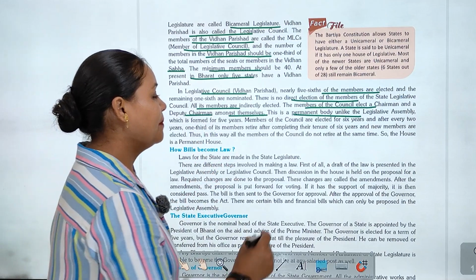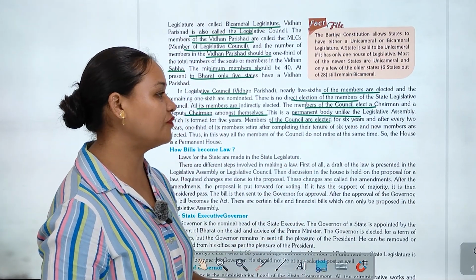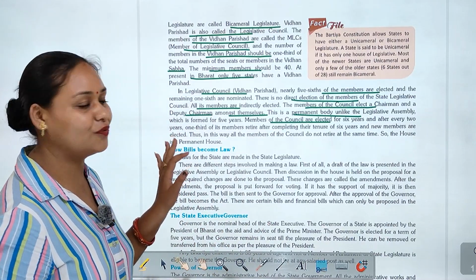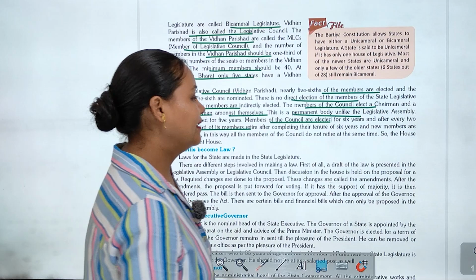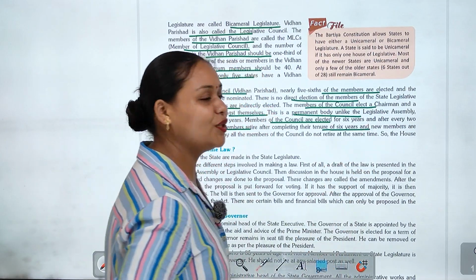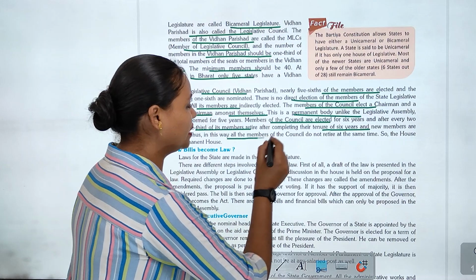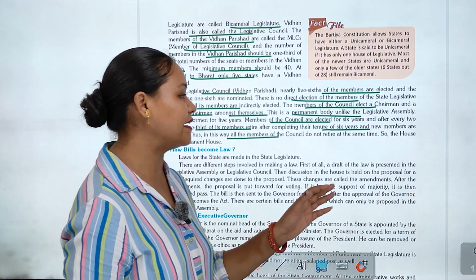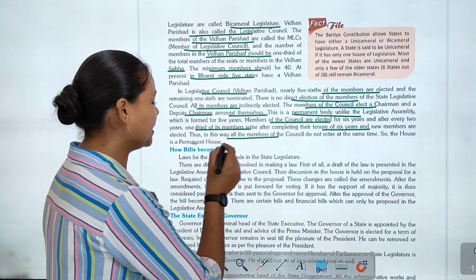Okay, members of the council are elected for 6 years, and after every 2 years, 1/3 of its members retire after completing their tenure of the 6 years, and the new members are elected. Thus, in this way, all the members of the council do not retire at the same time. So the house is a permanent house.